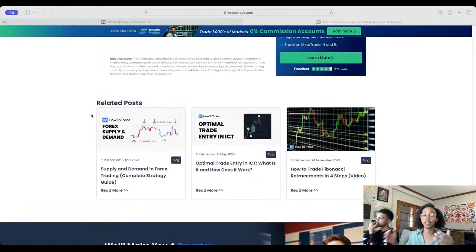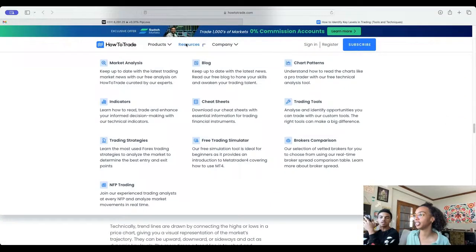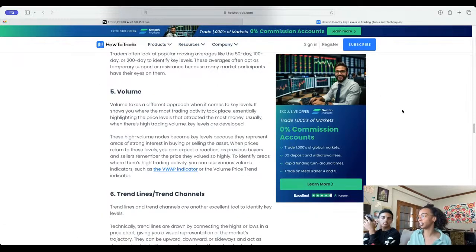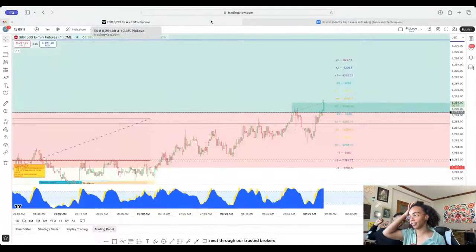And there's a whole bunch of different articles here, supply and demand. So you guys take a look at this website, How to Trade, go through their articles. I think they have a bunch of different resources, cheat sheets. They have a small trading academy, I guess, that you can go over. I think it's for Forex.